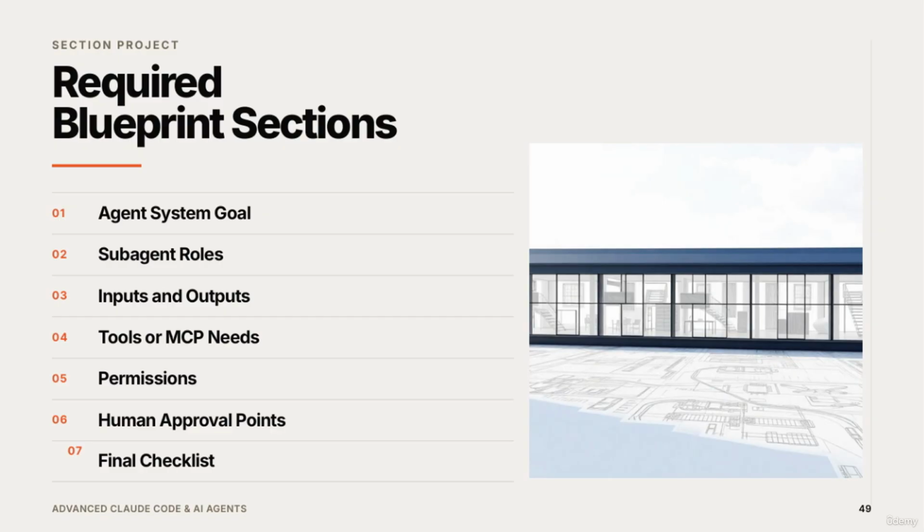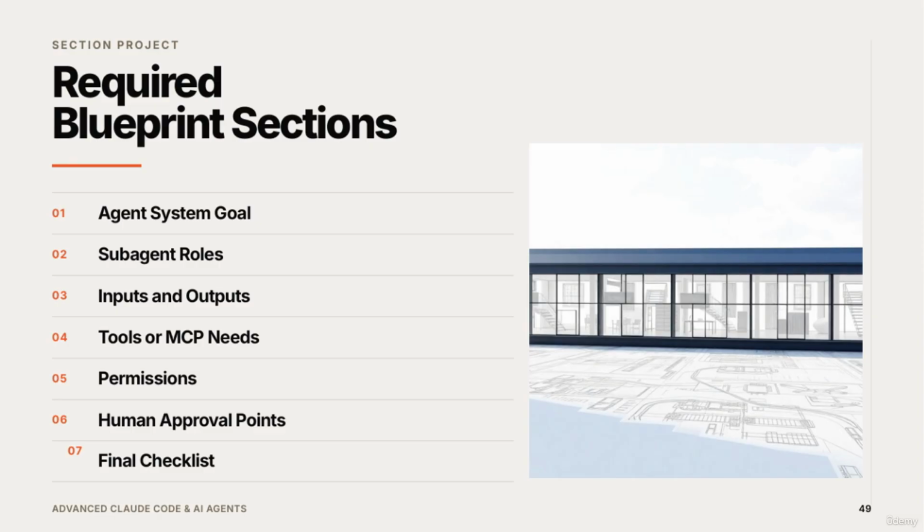focusing on advanced Claude code and AI agents. First, we define the overall agent system goal, which sets the purpose and objectives of our AI agents. Next, we outline the subagent roles, detailing the specific functions and responsibilities within the system. Then we move to inputs and outputs, specifying what data the agents will receive and what results they should produce. Following that, we identify the necessary tools or MCP needs, ensuring we have the right resources to support the agents.